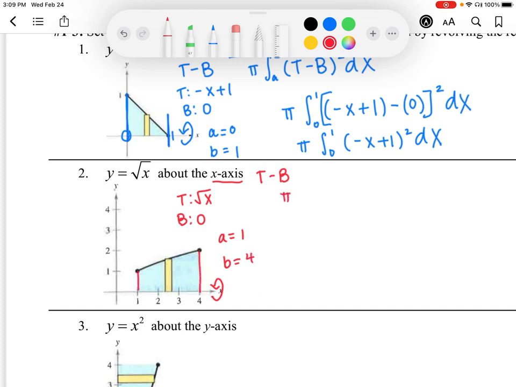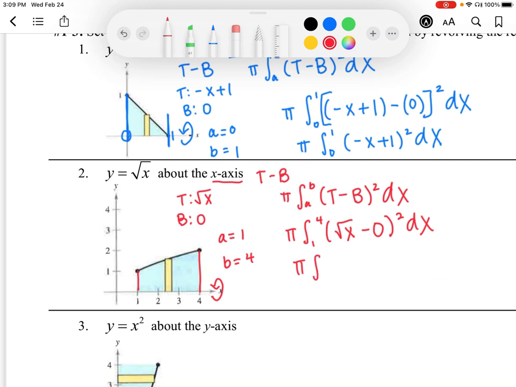So same thing, pi, the integral from a to b of the top minus the bottom squared dx means I'm going to have pi, the integral from 1 to 4. My top is the square root of x minus the bottom of 0 squared dx. So pi, integral from 1 to 4 of the square root of x squared dx. Clean it up a little bit, and that is the integral that we're looking at.